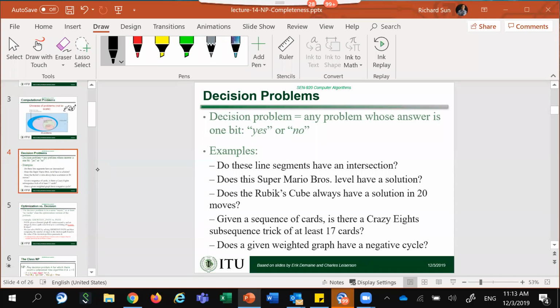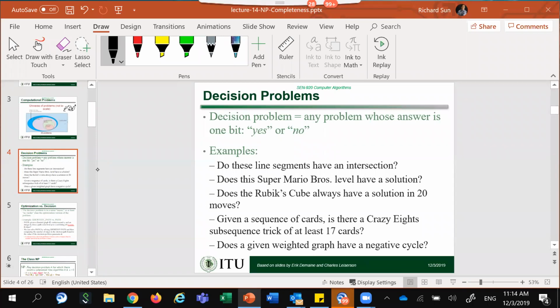Okay, and the decision problem is a problem that asks you to give an answer as yes or no. That's why it's called a decision problem. For instance, given n line segments, do they have an intersection or not? That's a decision problem. Or the next example.